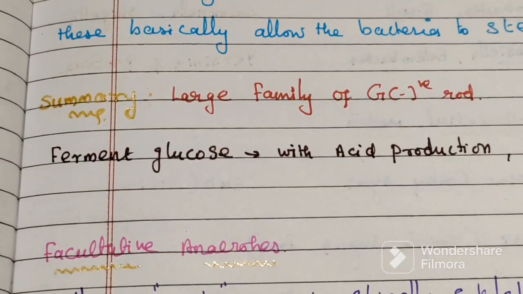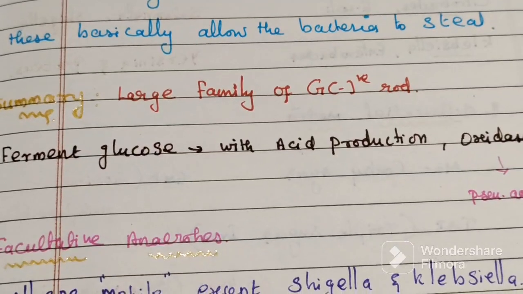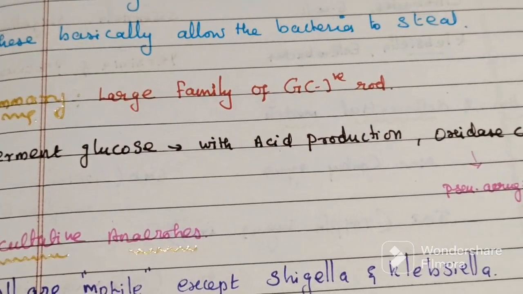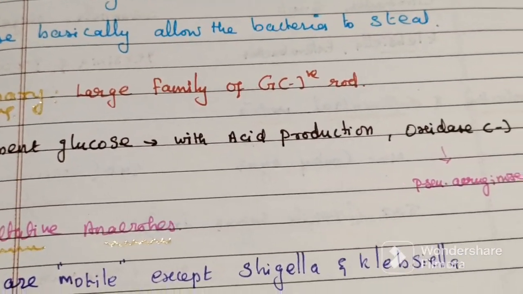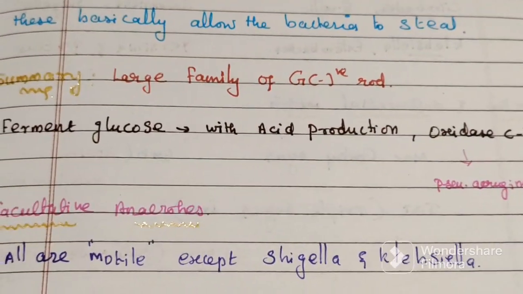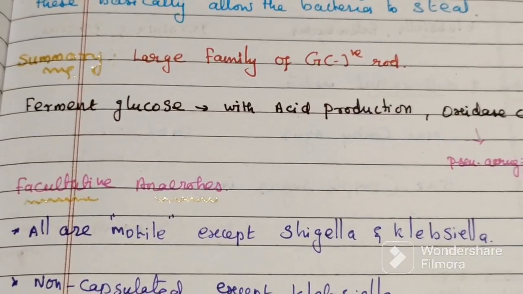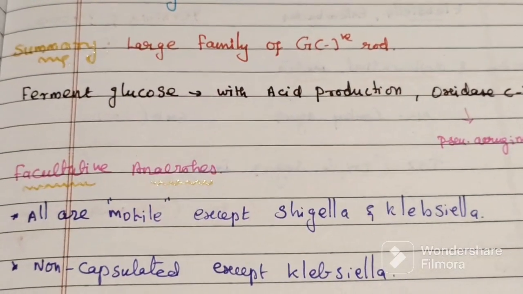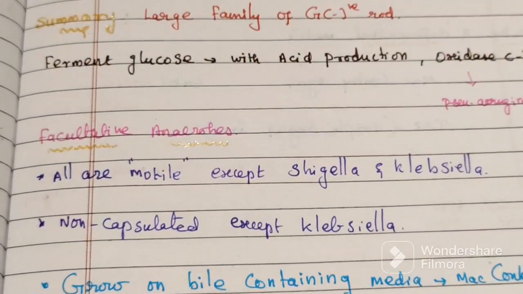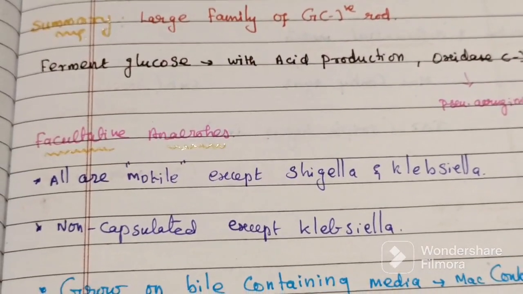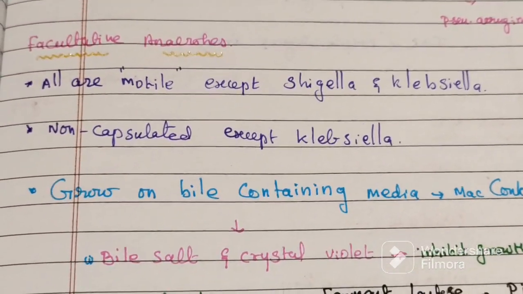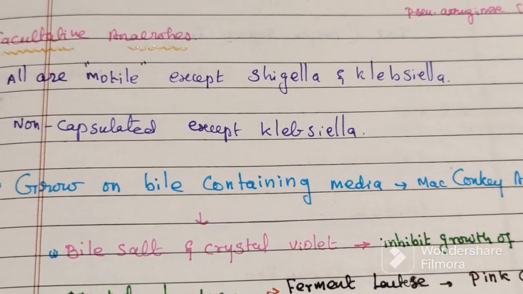Overall summary of Enterobacteriaceae: a large family of gram-negative rods. Common features: they ferment glucose with acid production and are oxidase negative. Pseudomonas aeruginosa is the only oxidase positive one. They are facultative anaerobes, so they can grow in the presence or absence of oxygen, and they reduce nitrate. All are motile except Shigella and Klebsiella. All are non-capsulated except Klebsiella, which has capsules. They grow on bile-containing medium.